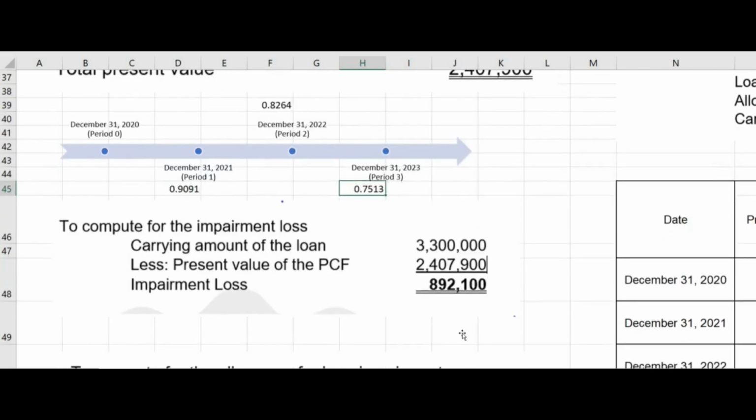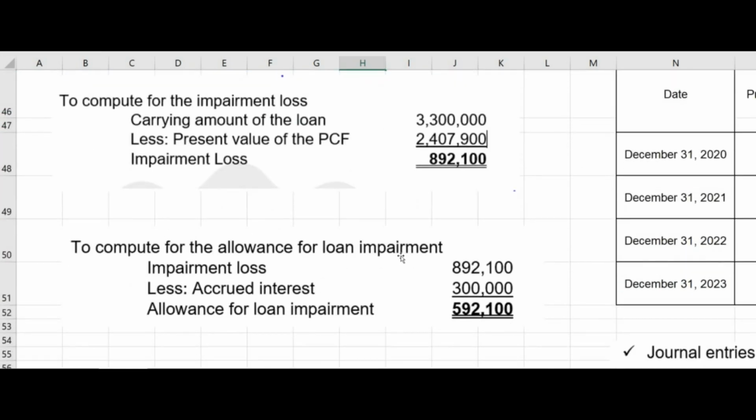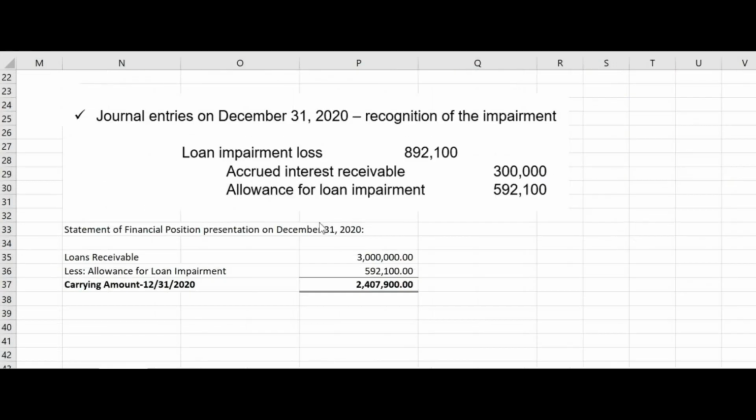892,100. So, to compute for the allowance for loan impairment, so we have here impairment loss of 892,100 as we have computed. I-deduct natin yung accrued interest na hindi na makakolekta. So, you have 300,000. So, your allowance for loan impairment is 592,100.